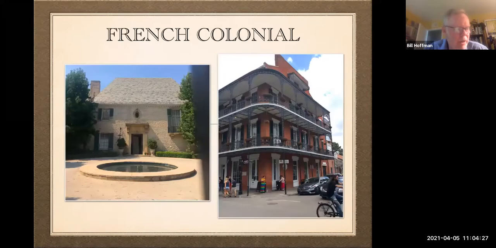The French colonial often had a very steeply pitched roof. And the colonial homes were made out of stone, the country homes. On the right-hand side, you can see the French influence in New Orleans. The balconies often wrapped all around the buildings because of the heat. So that was typical of urban areas as opposed to the country. They often had a gallery or a veranda that wrapped all the way around the building because of the heat.